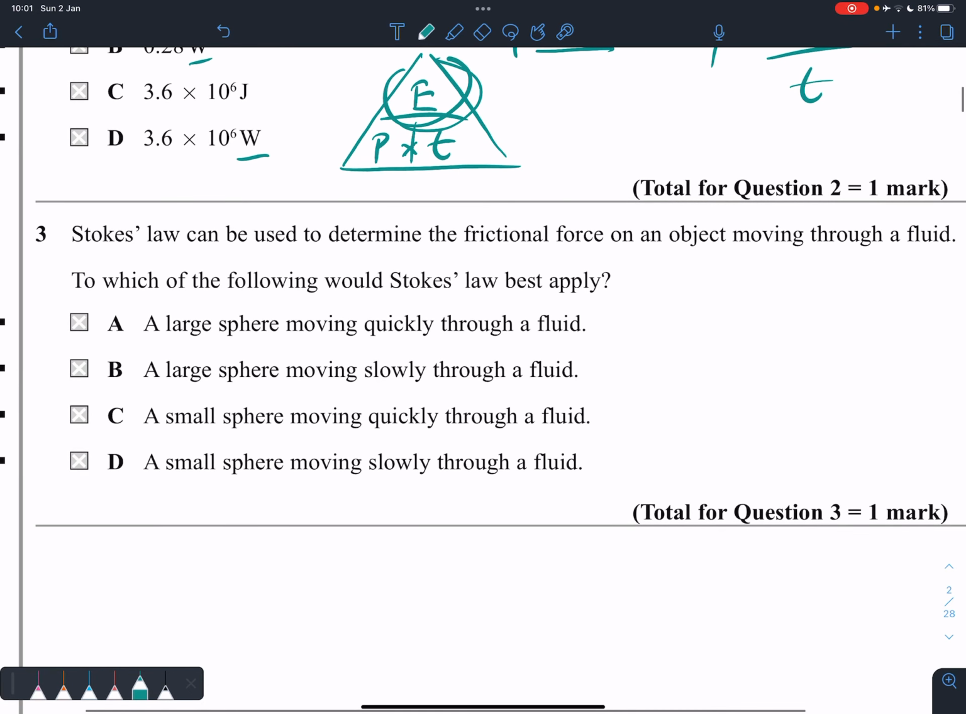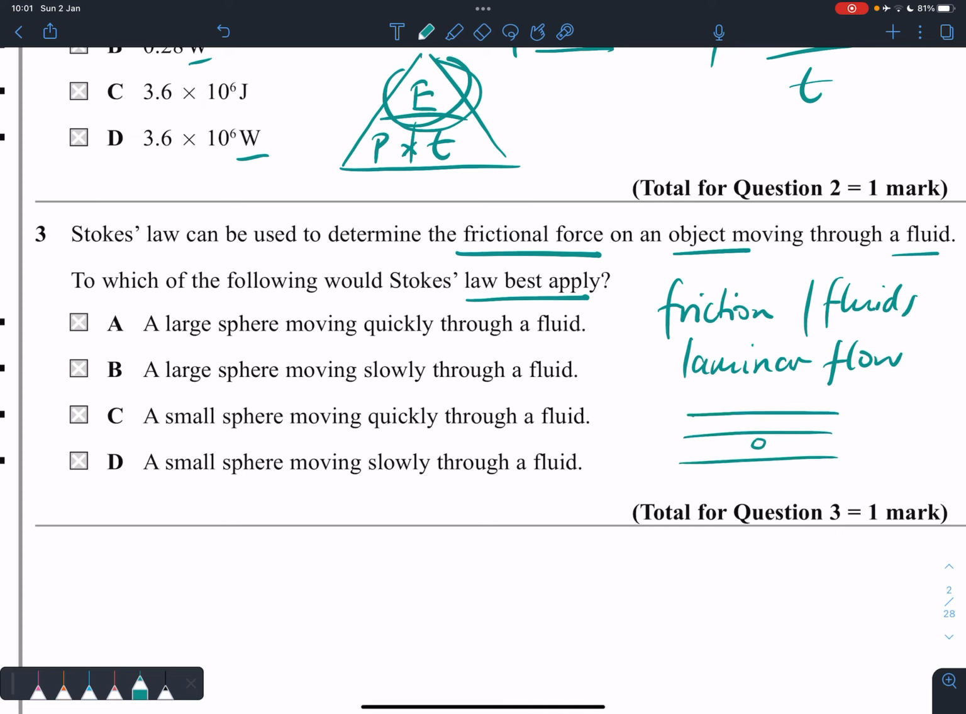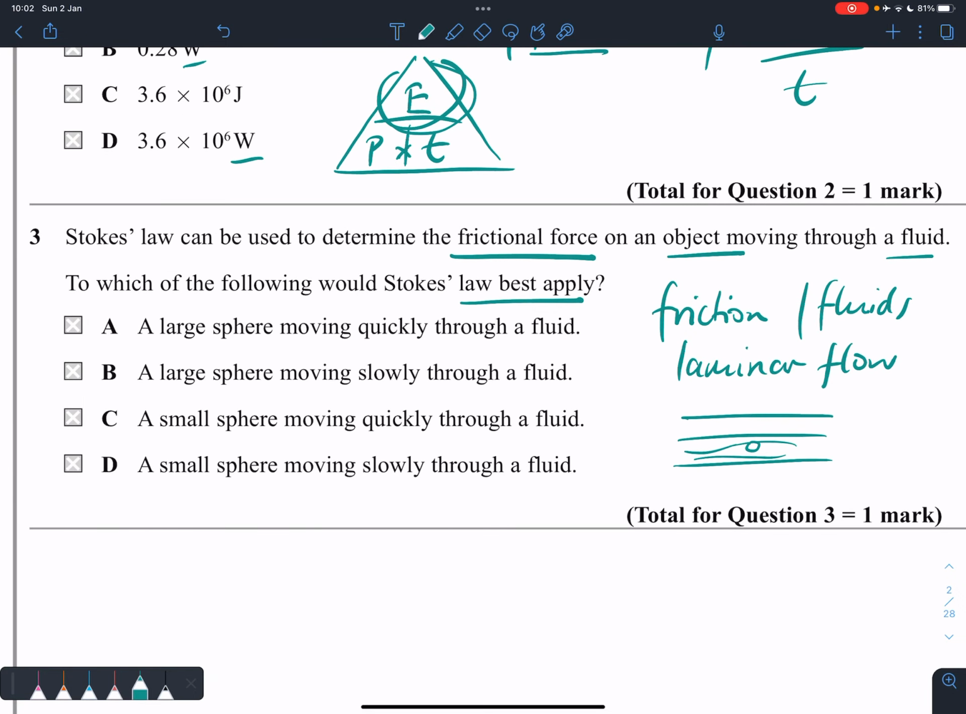Right. Stokes' law can be used to determine the frictional force on an object moving through a fluid. To which of the following would Stokes' law best apply? In general, when friction in fluids is considered, you're looking for laminar flow. Laminar flow is when you've got lots of straight line flows and just a small disturbance, so you might have a little bit of a disturbance going around it. So you're looking for, in general, slow-moving conditions and small, smooth things. So that's a bit of a hint there.